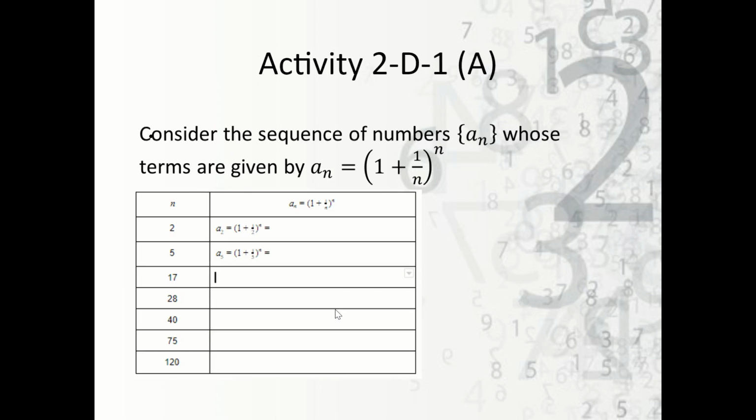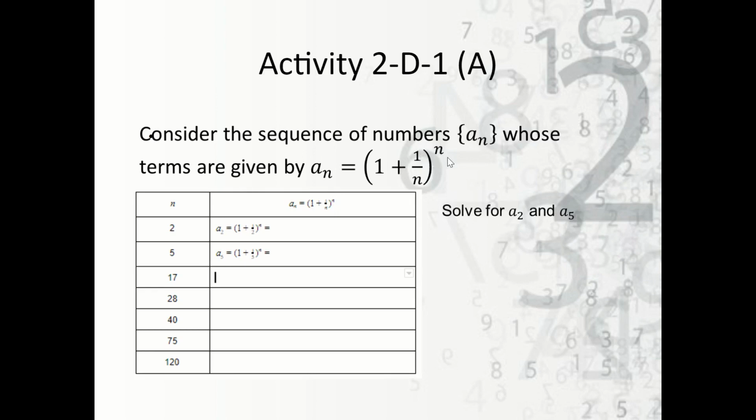Now, how do we do activity 2D1 part A? So the first part says, consider the sequence of numbers a sub n, whose terms are given by a sub n equals 1 plus 1 over n to the n power. So in this case, we're told what numbers to start with. So we have n being 2. So we plug 2 in for both places. And we can see then that 1 plus 1 half is 3 halves to the second power.